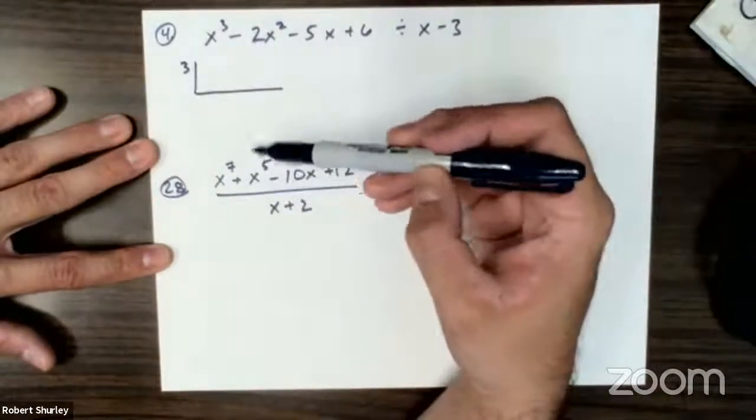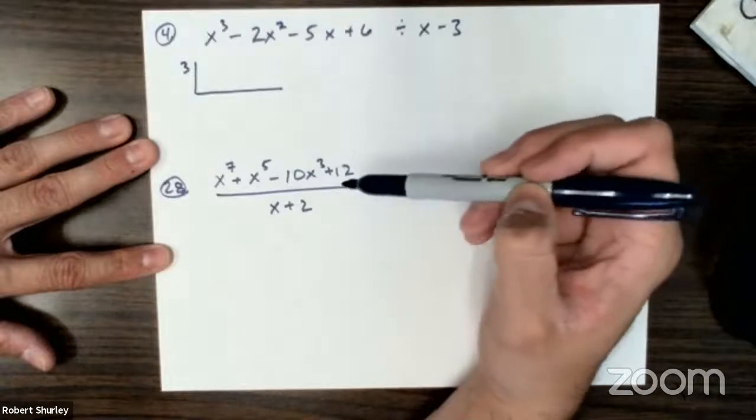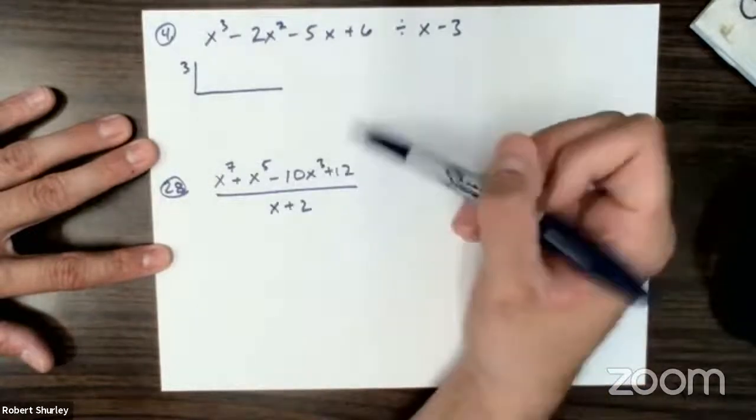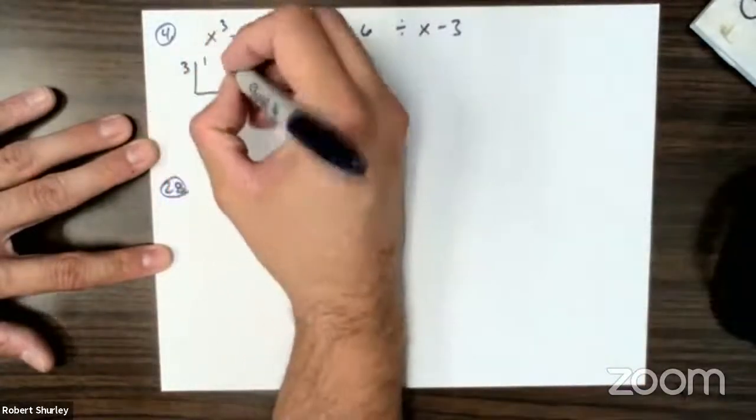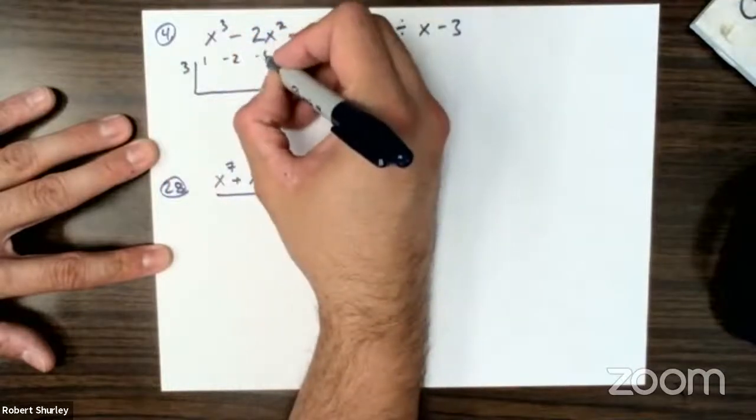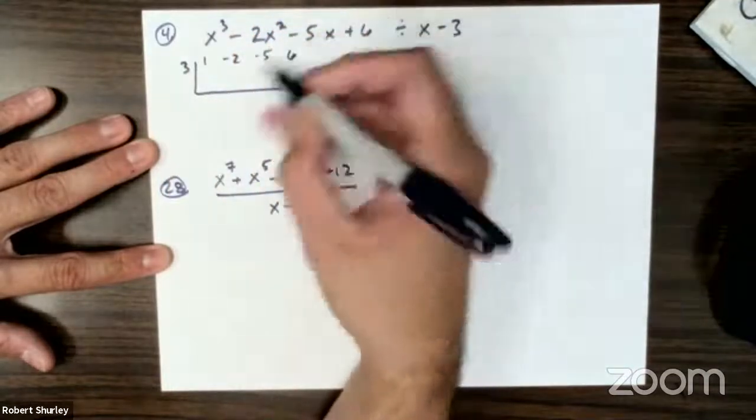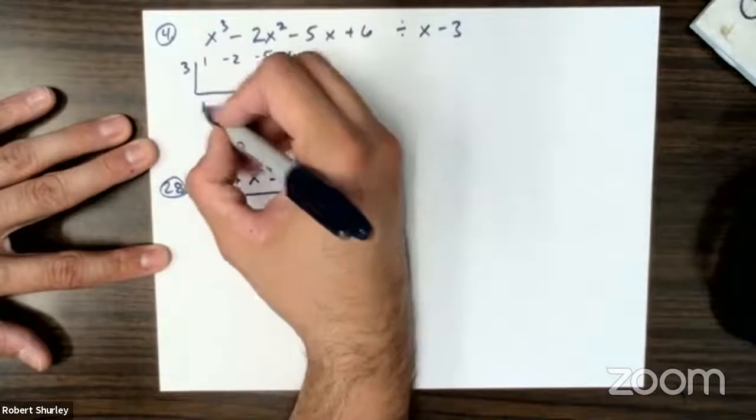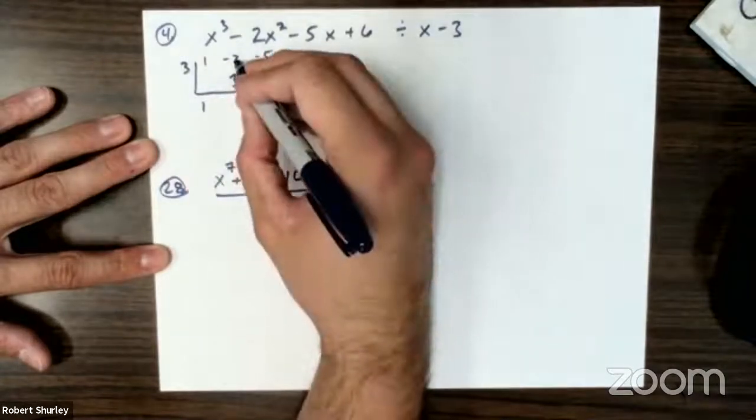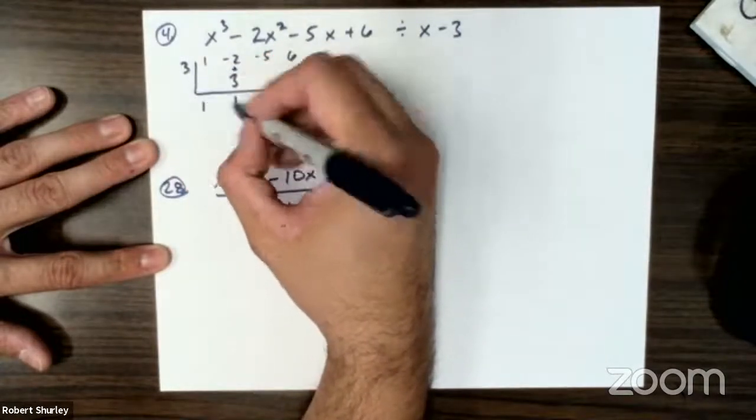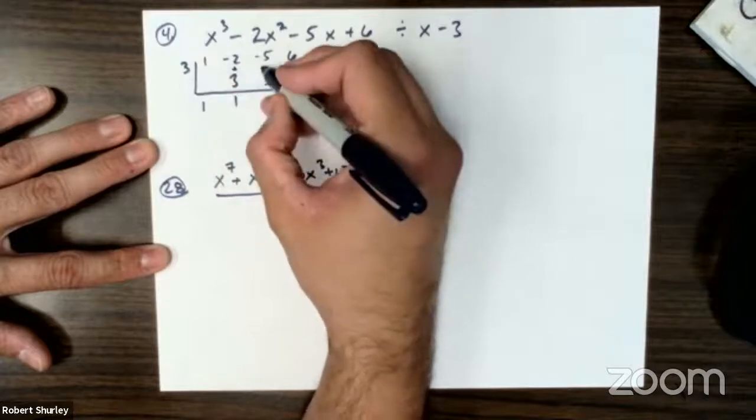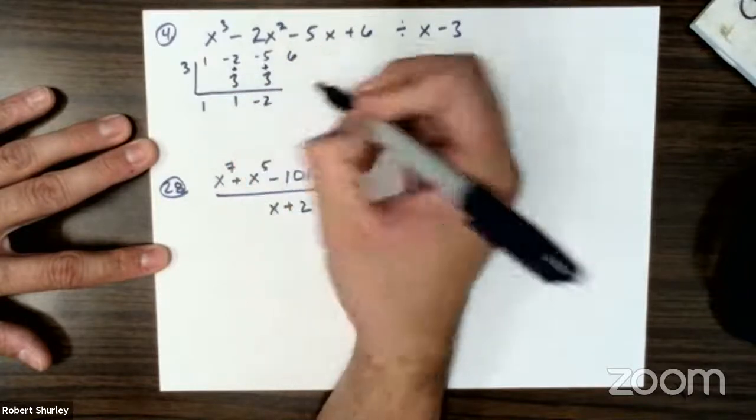Down here, we don't have an x to the 6th, an x to the 4th, an x squared, or an x. There's going to be a lot of zeros here. But up here, we've got 1, -2, -5, and +6. So we bring down the 1, multiply it, add that together, we get a 1. Multiply it again, just 3. Add that together, we get a -2, right?